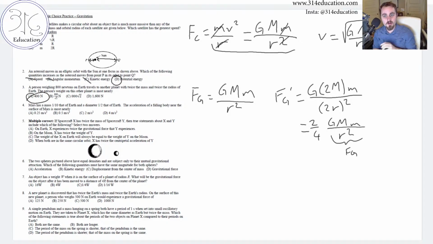So next we have the same type of problem here. The only difference is we're now not scaling both by 2, but we're scaling the mass by 10 and the diameter by 2.